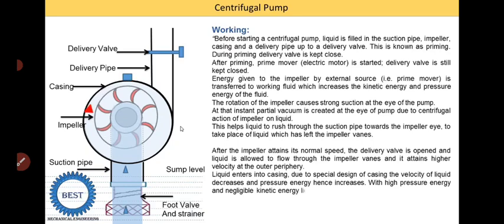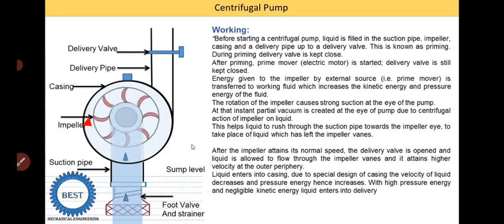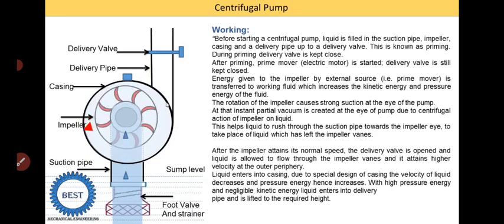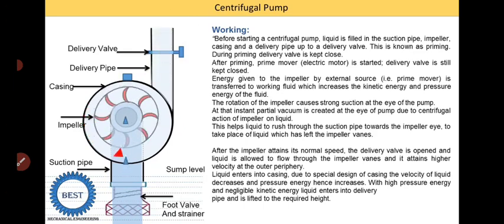And liquid enters the casing. Due to the special design of the casing, the velocity of the liquid is decreased and pressure energy hence increases. With high pressure energy and negligible kinetic energy, liquid enters this delivery pipe and is lifted to the required height. So here you see that the color has changed and the water is delivered into the tank through this delivery valve.